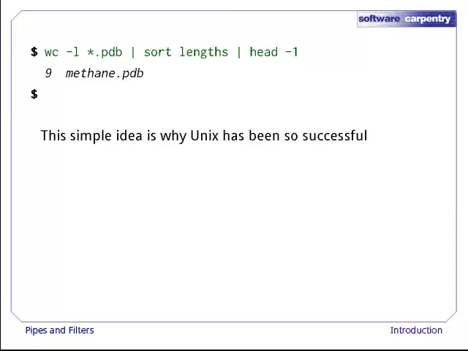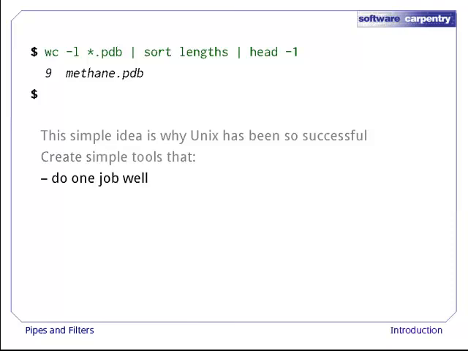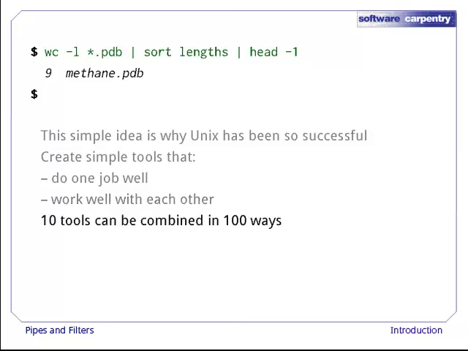This simple idea is why Unix has been so successful. Instead of creating enormous programs that try to do many different things, Unix programmers focus on creating lots of simple tools that each do one job well and work well with each other. 10 such tools can be combined in 100 ways, and that's only looking at pairings. When we start to look at pipes with multiple stages, the possibilities are almost endless.